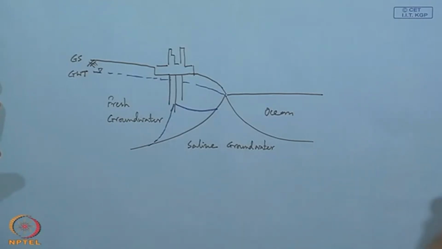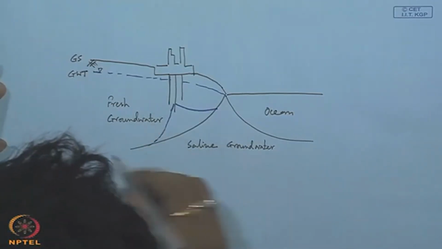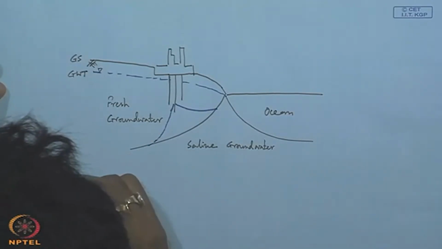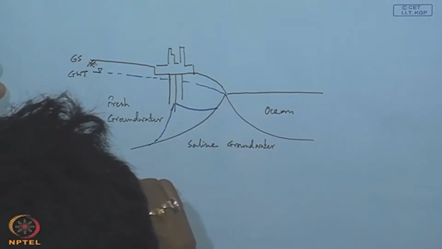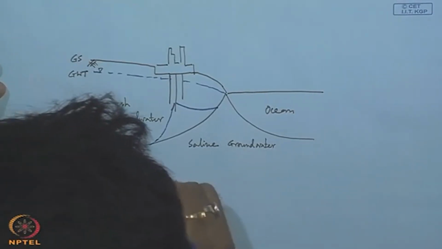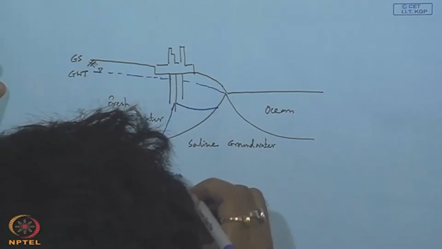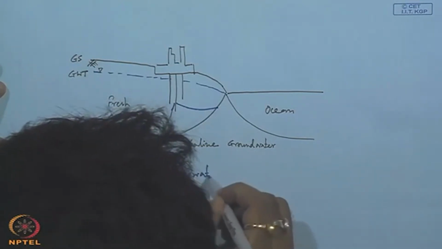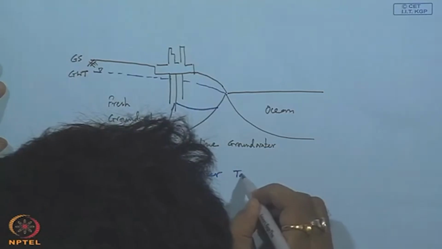Third one is lowering of groundwater table. There may be different causes due to which there can be lowering of ground water table.